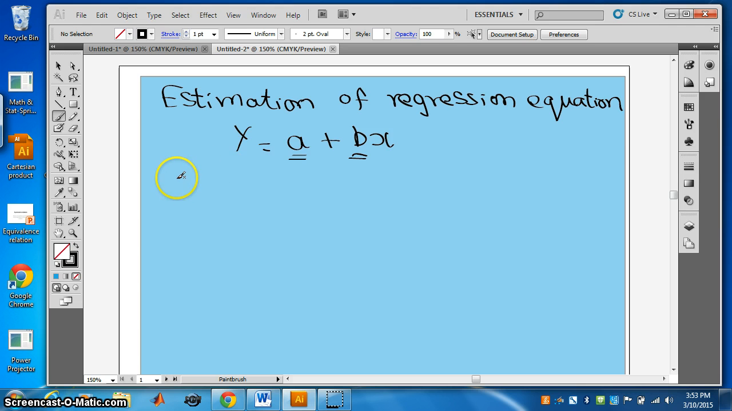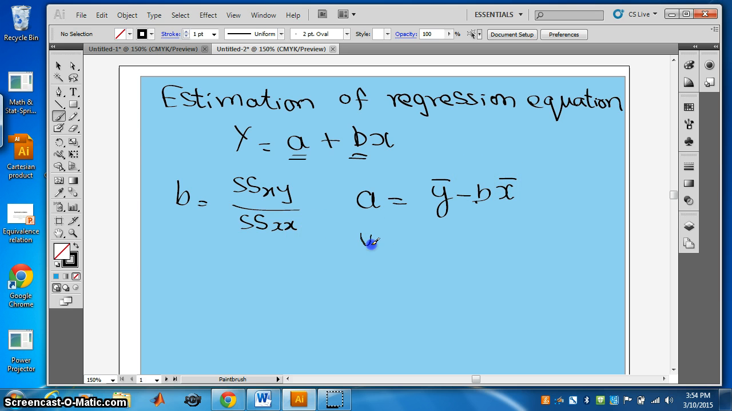We can find b by finding the sums of squares of xy divided by the sums of squares of x. And the intercept a we can find by this rule: y bar minus b x bar.